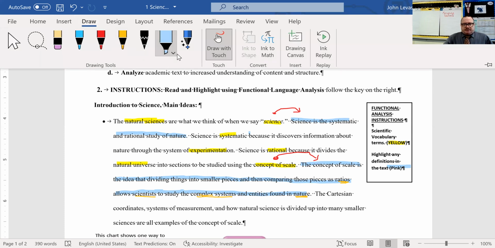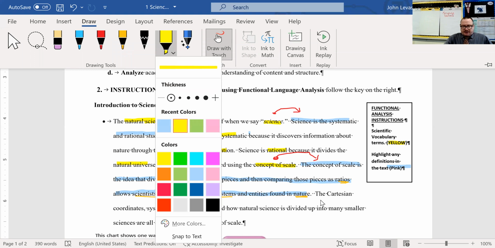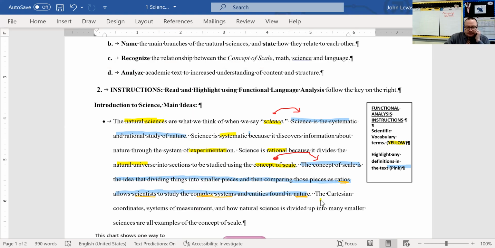And I'm going to go back to drawing and put my yellow back on. The Cartesian coordinate system. The systems of measurement and how natural science is divided up into smaller and smaller sciences are examples of the concept of scale. So the Cartesian coordinate system is the XY graph that you're used to seeing in algebra. Systems of measurement. So the XY graph is really an example of how we divide nature into smaller and smaller pieces. And also measuring things, miles, meters, grams, pounds, all these things are forms of measurement, and they're also forms of the concept of scale.